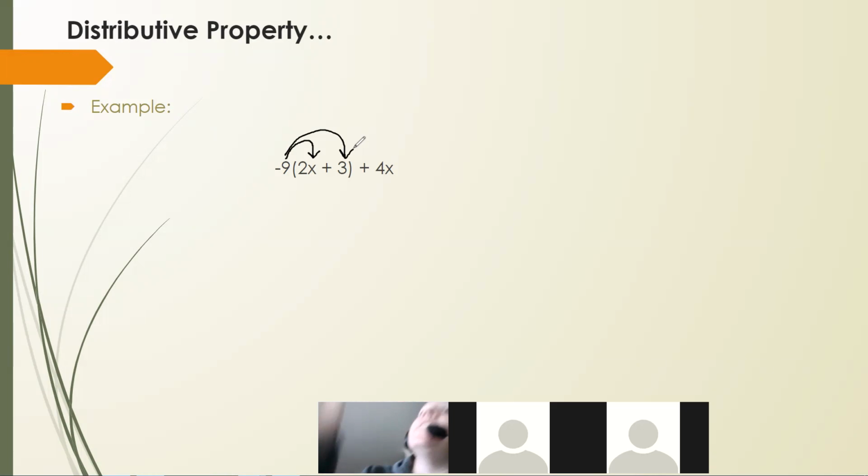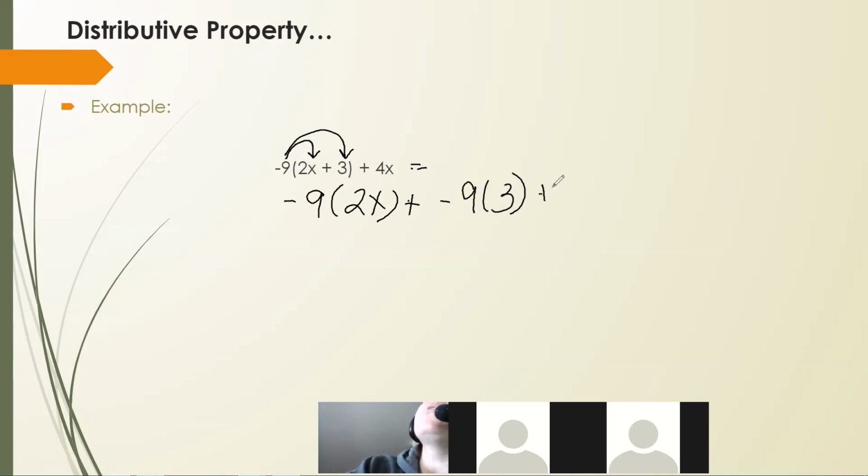Poor 4x. So we're going to multiply negative 9 times 2x. So negative 9 times the first one plus negative 9 times the second one. And then that 4x is just kind of added on at the end because it is not in the parentheses, so it does not get any of negative 9's candy. Now we're going to simplify.